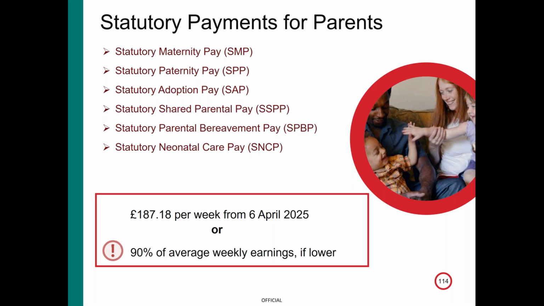If 90% of their average weekly earnings is below... I'll repeat that. So if 90% of their average weekly earnings is lower than £187.18, pay 90% of the average weekly earnings.